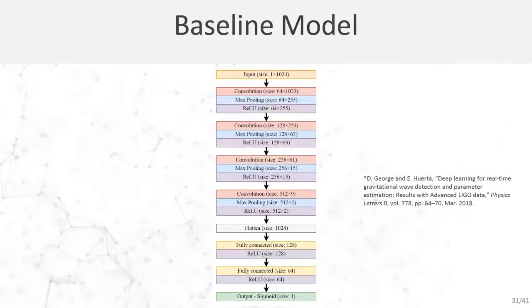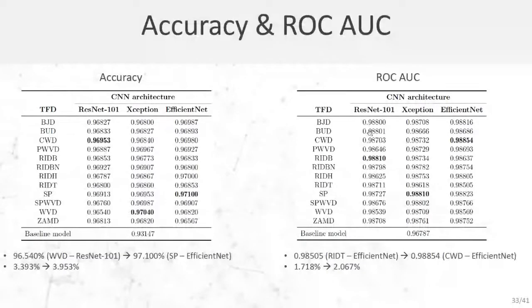Finally, we also compared the performance of the proposed method based on two-dimensional convolutional neural networks to the baseline model, which was an adapted one-dimensional CNN found in this article from 2018, which achieved very high classification performances in detecting binary black hole gravitational waves. And this method is a one-dimensional CNN that uses an input vector of size 1024. So here we come to the main obtained results.